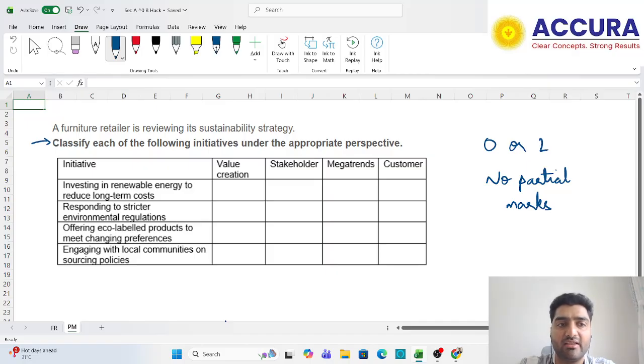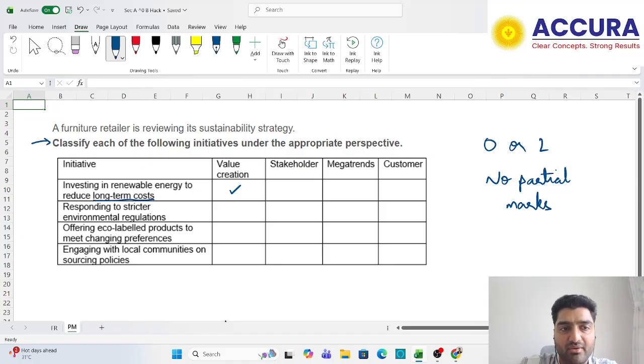Now let's understand initiative number 1. Investing in renewable energy to reduce long-term costs. Guys, if you are reducing long-term costs, then obviously this has to do with value creation, the value that we are adding to the shareholders' wealth. So don't you think the answer to this is value creation? Straightforward.